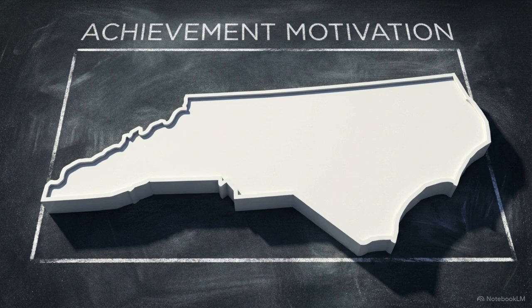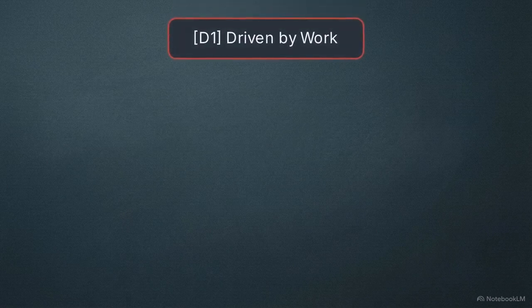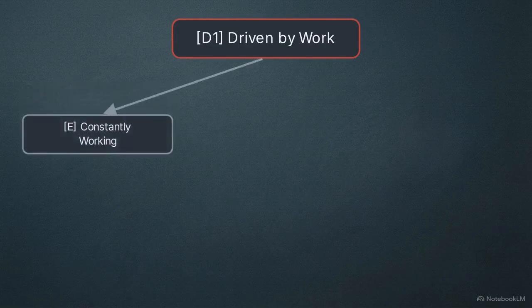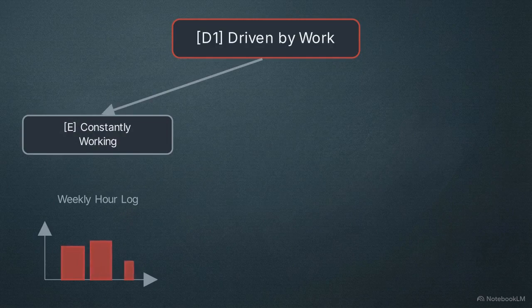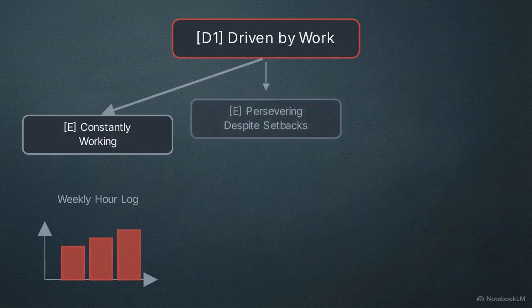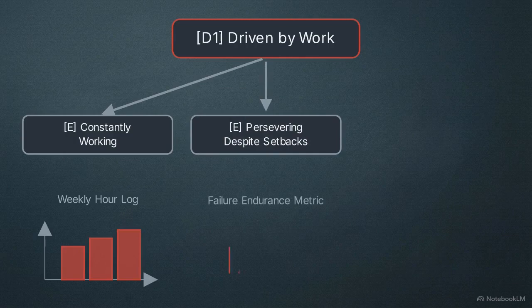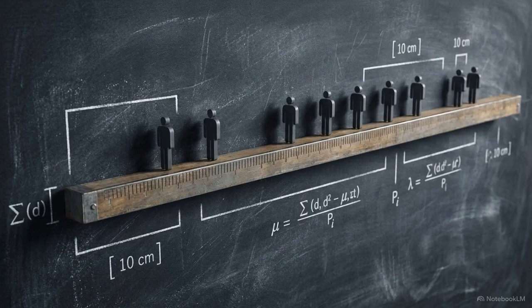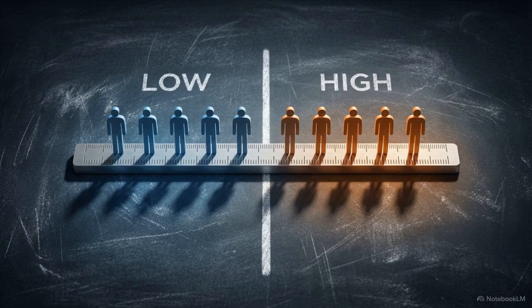They cannot be counted. This diagram shows the final phase of operationalization, breaking dimensions down into elements, the actual, observable behavior patterns. Under the first dimension, driven by work, we isolate our first element, constantly working. We quantify this by tracking the exact number of hours worked per week. The second element is persevering despite setbacks. We measure this by logging the specific number of failures a subject endures on a task before giving up. The third element is reluctance to take time off. We quantify this by tracking the frequency of absence days. By isolating these distinct actions, we place human behavior on a verifiable mathematical continuum. We can separate those who score low from those who score high, based entirely on data.